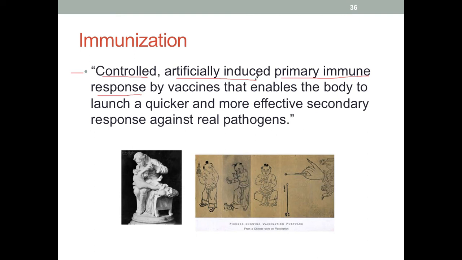Immunization then enables the body to launch a quicker and more effective secondary response against real pathogens. So the real pathogens correspond with the vaccines. The vaccines trigger the primary immune response, which doesn't make us really sick. For example, if we get a hepatitis vaccination, we won't develop hepatitis because of it, and this is the point of immunization.